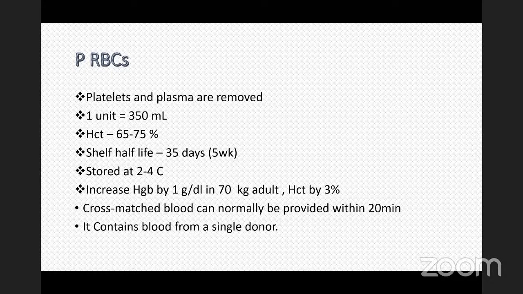The bagged RBCs: platelets and plasma are removed. So 1 unit is approximately 350 ml. The hematocrit is 65 to 75%. The shelf life is 35 days or 5 weeks. It's stored at 2 to 4 Celsius. One unit increases the hemoglobin by 1 gram per deciliter in a 70 kilogram adult, and the hematocrit by 3%. Cross-matched blood can normally be provided within 20 minutes in bagged RBCs, and it contains blood from a single donor.